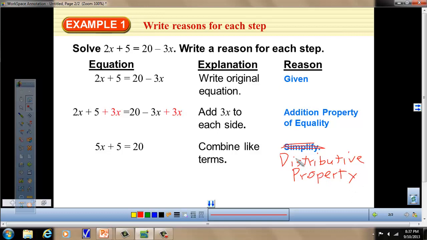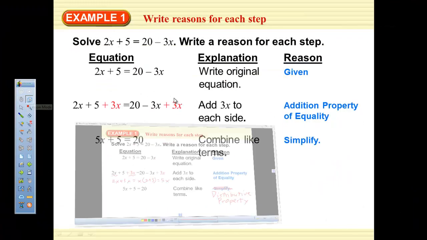So when we have 2x and 3x, if we write 2x plus 3x, we can factor out an x, and we're left with 2 plus 3. And if we combine those two, we end up with our 5x. So it's really a reverse distributive property here that we're using. So whenever you combine like terms, just go ahead and write our reason as distributive property.